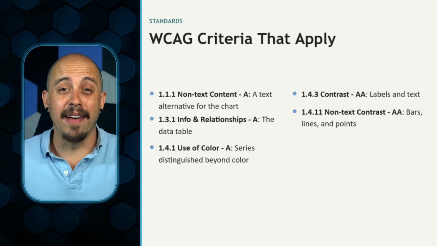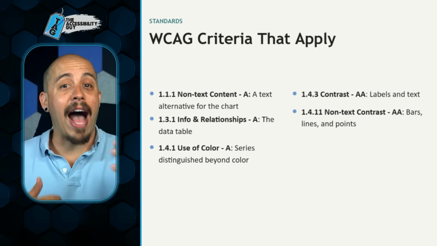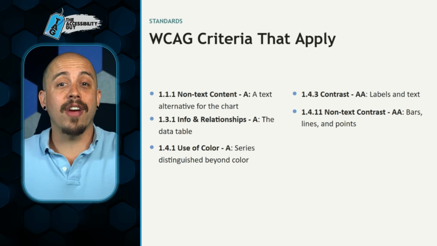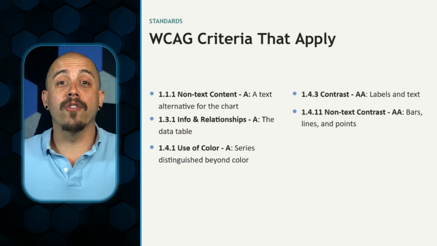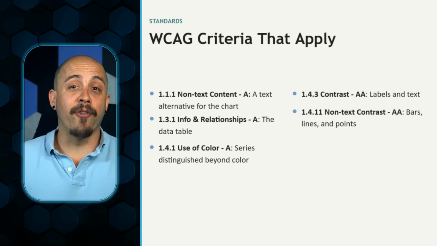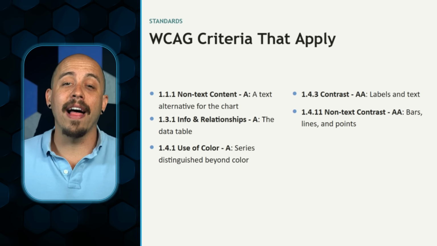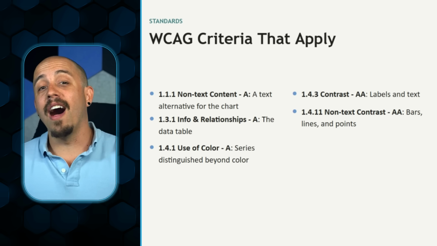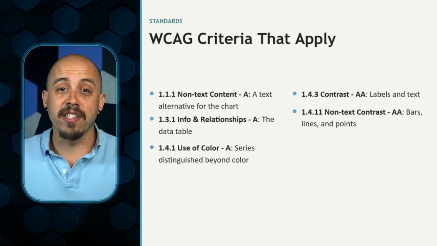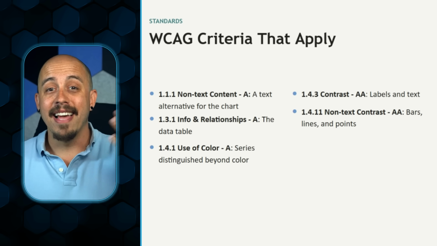1.4.1, use of color at level A. Your series have to be distinguishable by more than color alone, so add patterns, direct labels, or shapes. 1.4.3, contrast at level AA covers your text, labels, titles, legends, and 1.4.11, non-text contrast at level AA, covers the visual elements themselves, the bars, the lines, and the data points. So 5 criteria, and you can hold them in your head as text alternative, no color only, contrast for text, contrast for elements, and a data table.